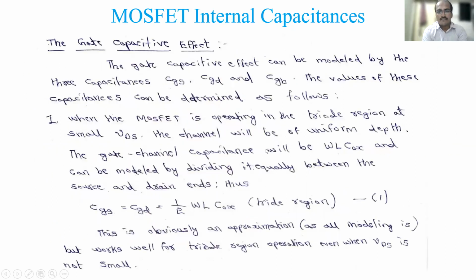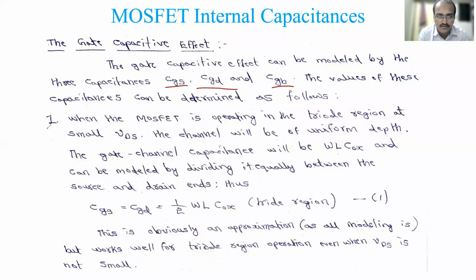First one, gate capacitive effect. We'll try to find out the three capacitance values under this category. The gate capacitive effect can be modeled by three capacitances: CGS, gate to source, CGD, gate to drain, and the gate to body, or P-type substrate. The values of these capacitances are determined as follows. One by one, we'll be calculating.